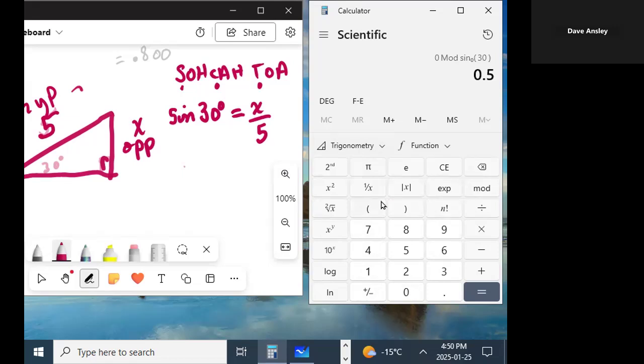That's not okay. You need to be in degrees because we're functioning in degrees right now. So I just had to change my calculator to degrees. Okay, try again. Sine of 30 degrees equals 0.5. Do you see 0.5 on my screen as well? Yes, I do. Great.